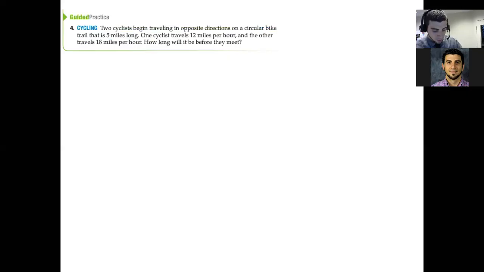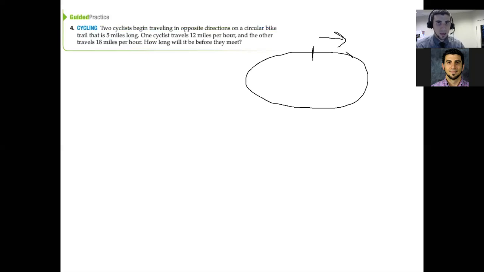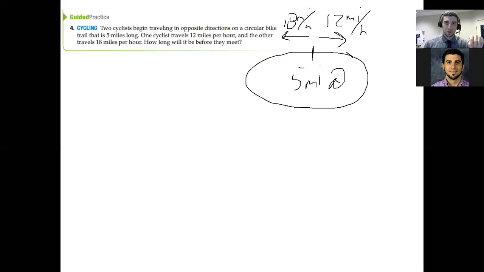So here's the bike path. They start, this guy goes this way at 12 miles per hour. This guy goes this way at, how fast? 18. And the whole thing is 5 miles around. That's just supposed to be a circular arrow. How long will it be before they meet? So we don't know their names, so we'll call them the one guy and the other.